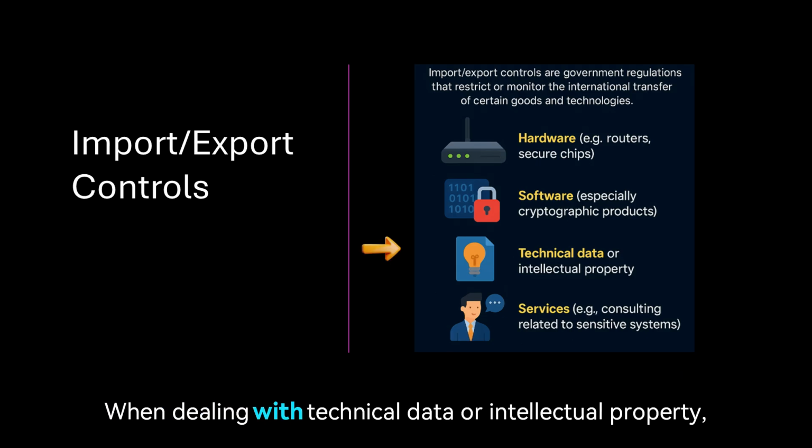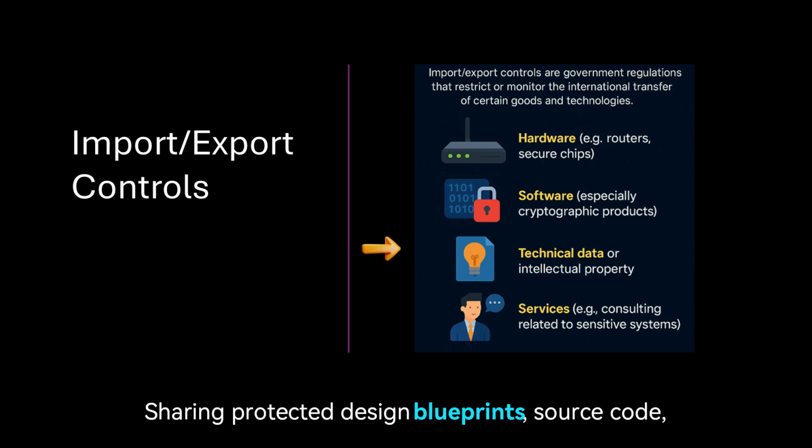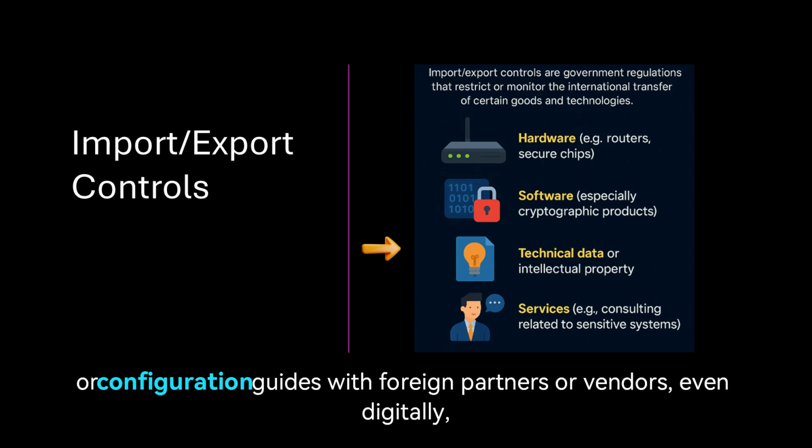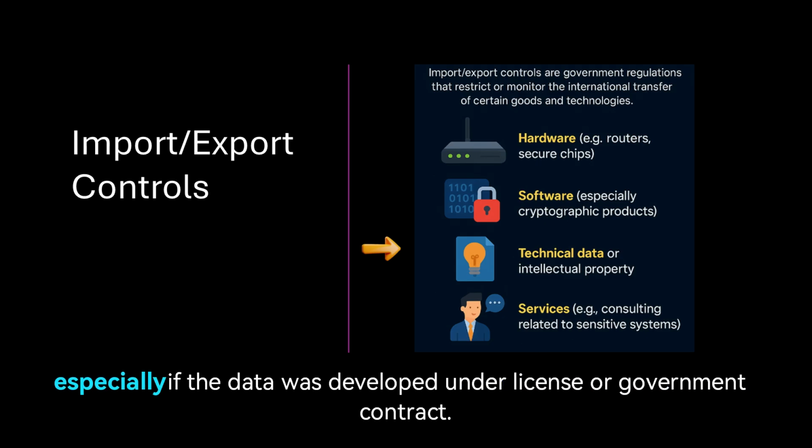When dealing with technical data or intellectual property, you have to treat documentation, designs, and internal architectures with care. Sharing protected design blueprints, source code, or configuration guides with foreign partners or vendors, even digitally, may be regulated. You must ensure proper classification and access control, especially if the data was developed under license or government contract.